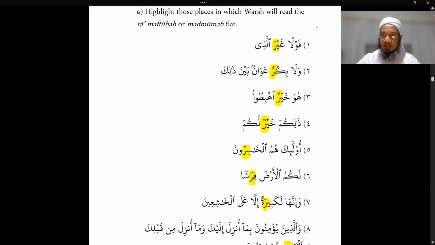The second part is now to listen to the recitation. So when you hear this being applied, the ra being read flat instead of full, you know it is the riwayah of Warsh. It will be very easy to hear the difference when it is maftuha. We have to listen a bit more closely when it is madmuma.